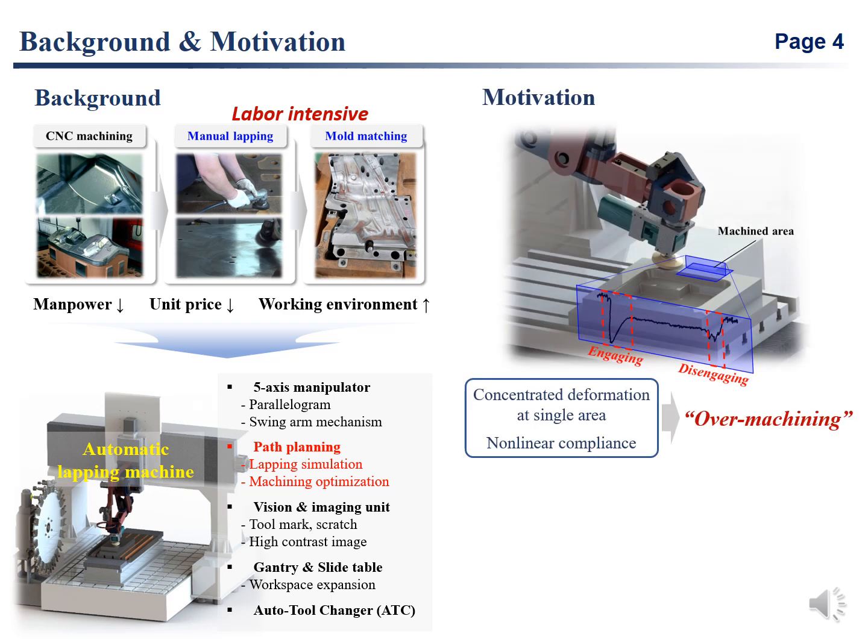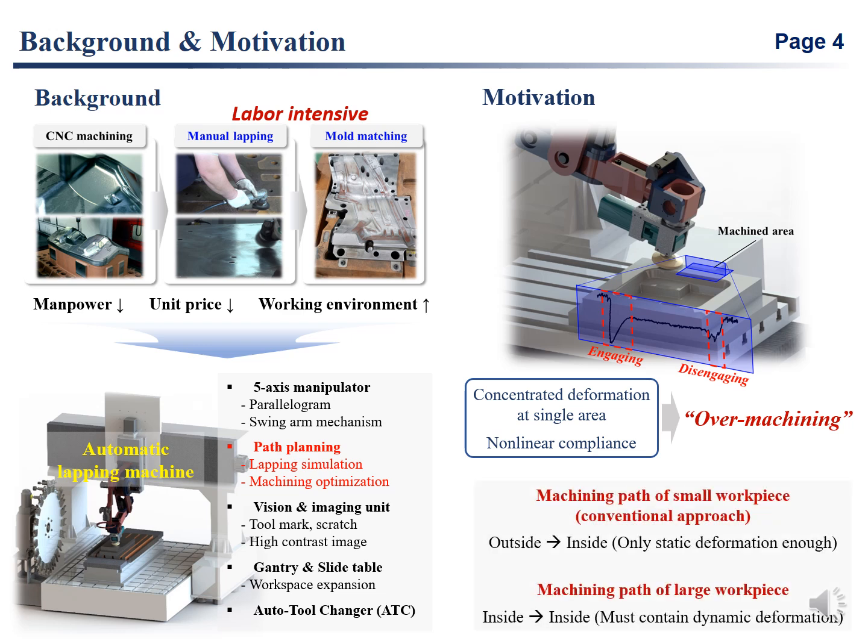However, due to the non-linear compliance of the compliant lapping wheel and concentrated wheel deformation time on the engaging and disengaging point of contact, the overmotion area occurred. In addition, this issue wasn't considered in previous researches that used small-size molds, because the path planning of a small die mold is organized from outside to inside. On the other hand, path planning for post-process in a large die mold is constructed from inside to inside, so it is an issue that must be considered.